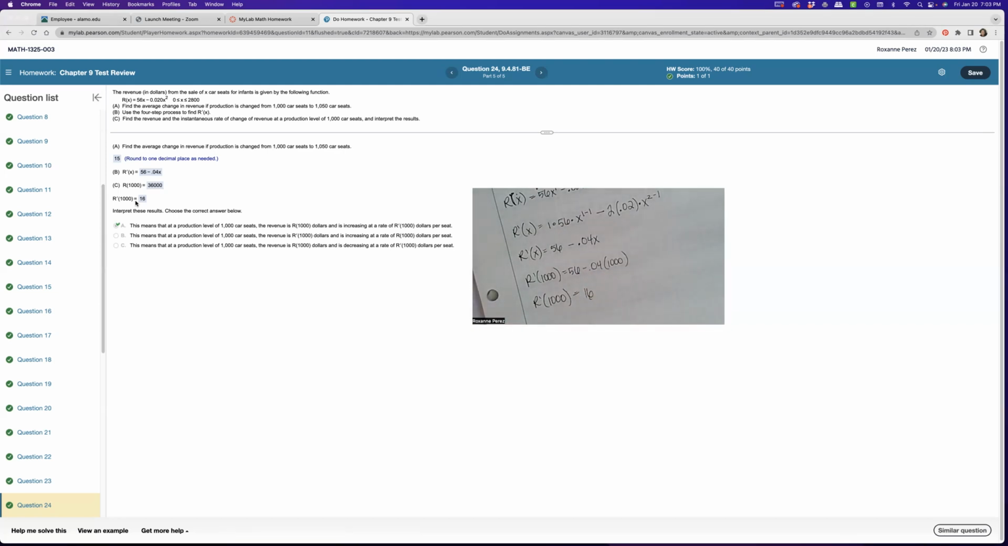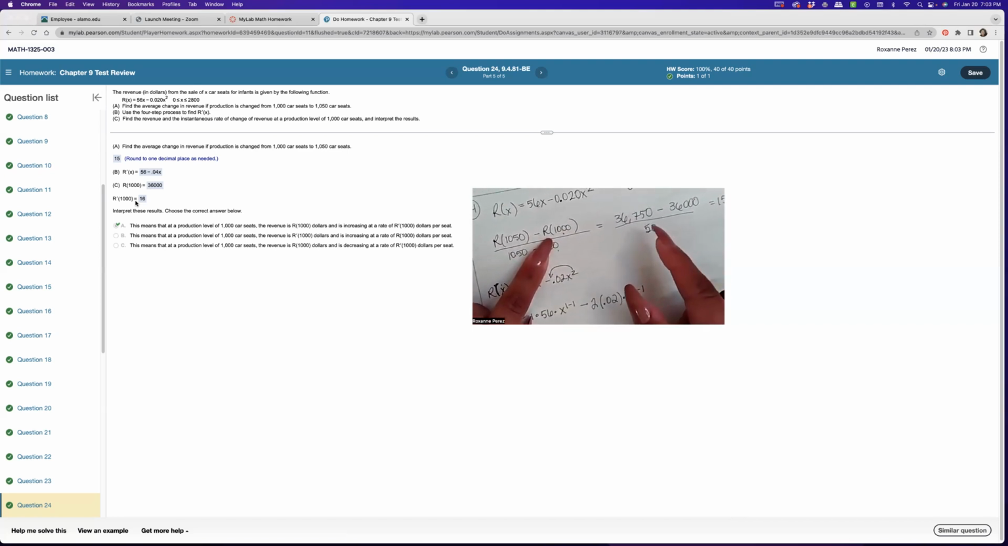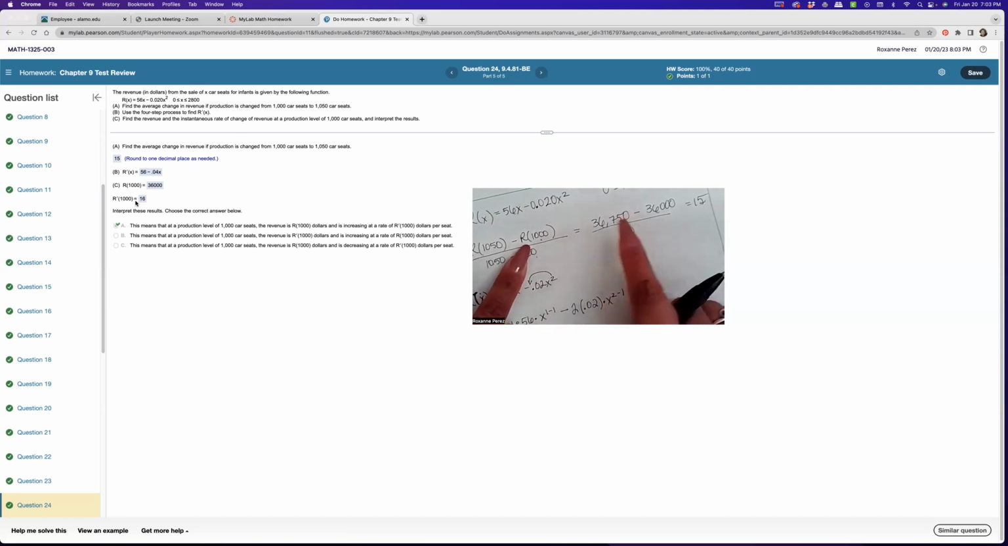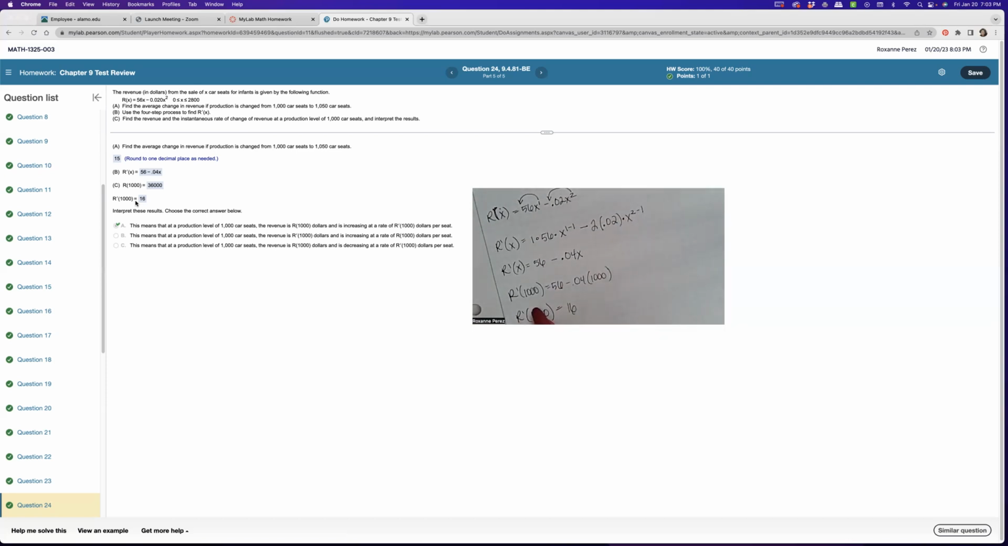So now we're going to interpret all of this information. Okay, so when you produce 1,000 seats, the revenue is $36,000, and it's increasing at the rate of R prime of 1,000. So as you continue to produce that next marginal unit, your revenue is increasing by $16.